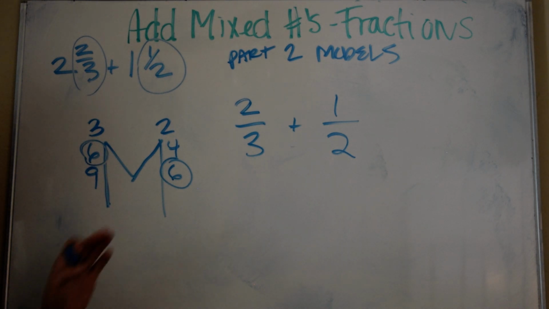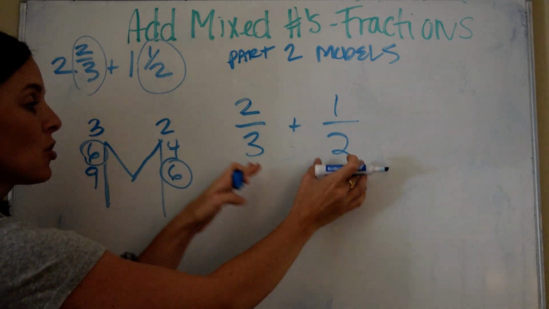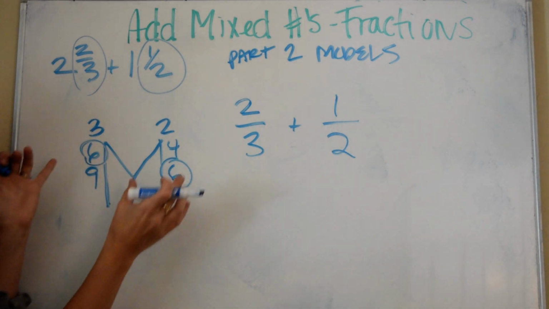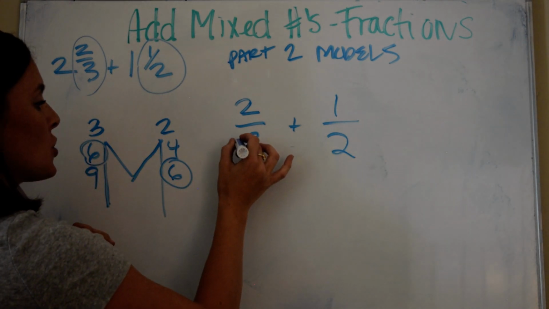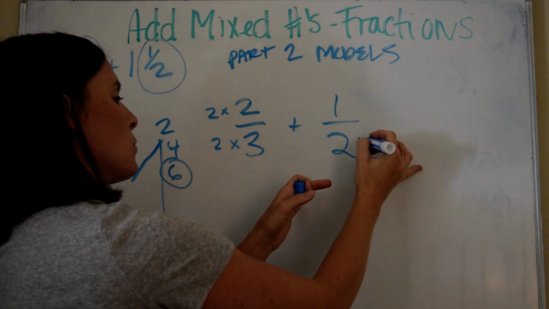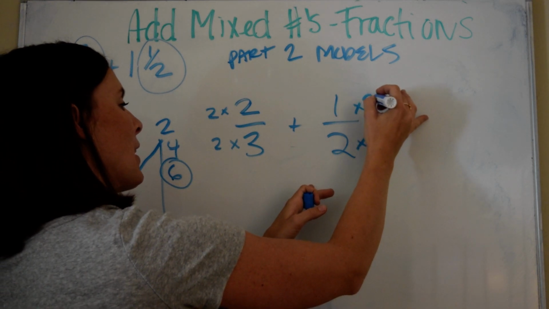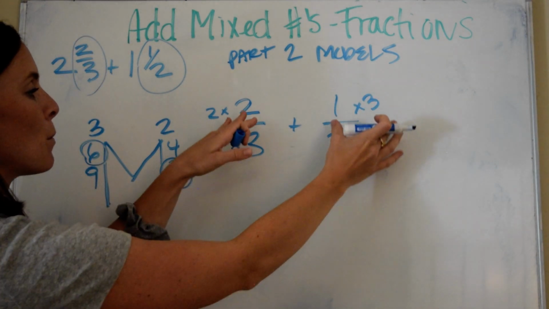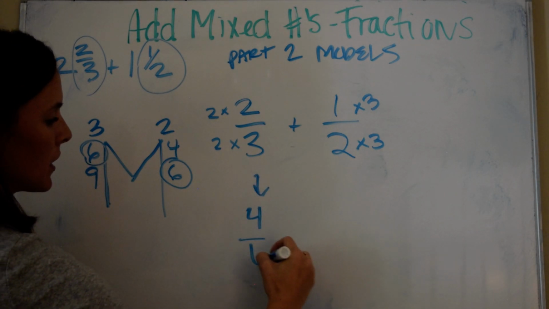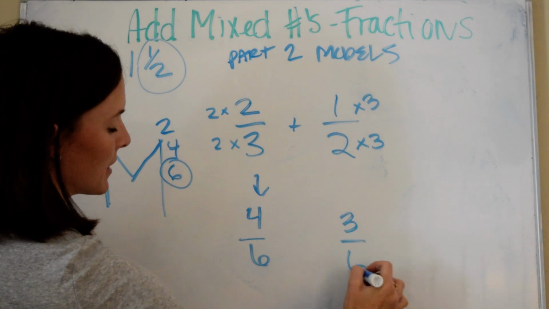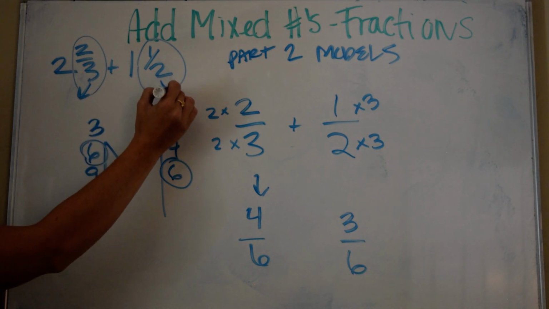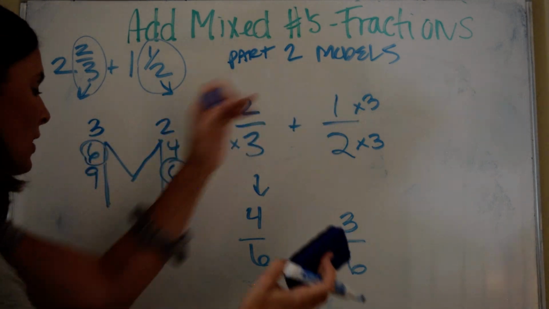I'm going to go ahead and change these. I'm not adding yet, I'm just changing them so that when I draw my models, they're all represented in the same denominator. So I can change a 3 into a 6 by multiplying it by 2, and I can change a 2 into a 6 by multiplying that by 3. And whatever you do to the bottom, remember you have to do it to the top. So my new fraction is 4/6, and this new fraction is 3/6. Okay, why did we do that? Well, we changed these so we can easily draw our models, because remember we're still working with models.